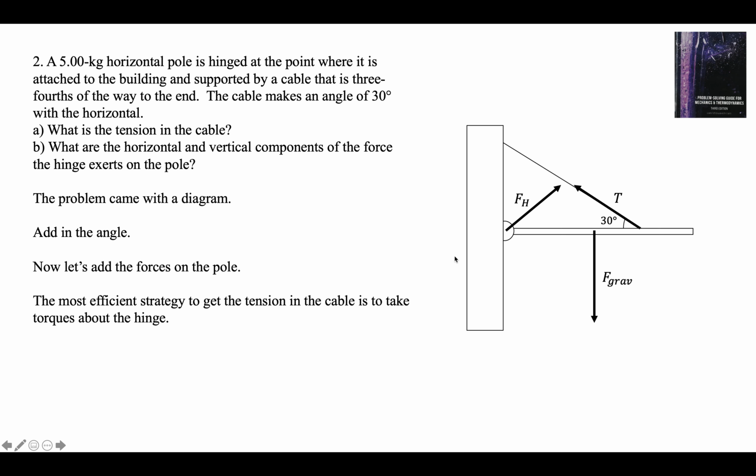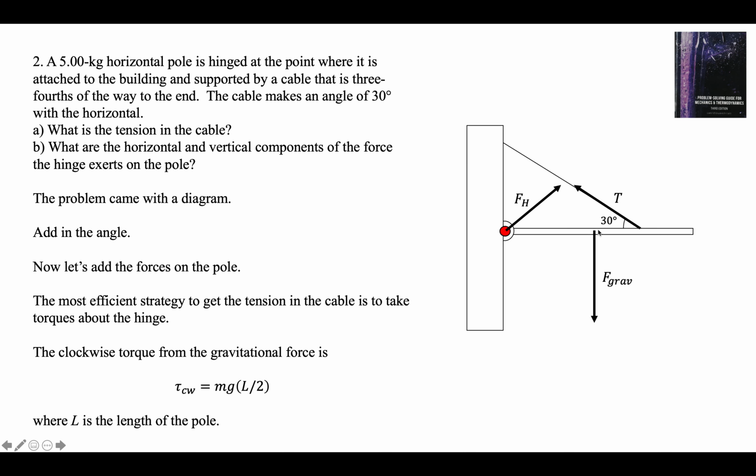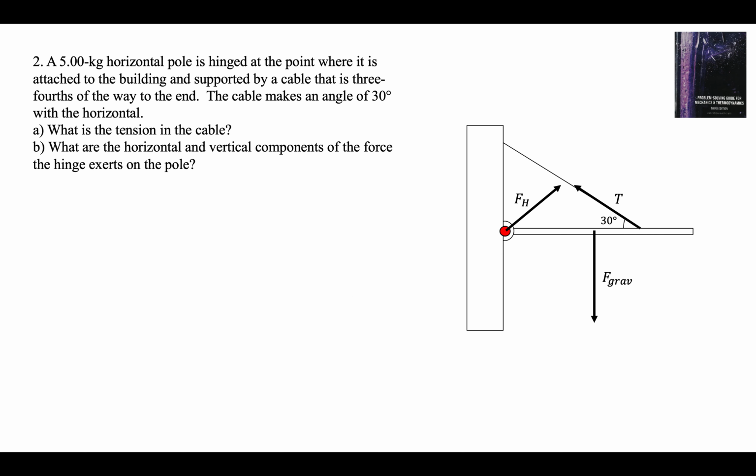The most efficient way to get the tension in the cable now is to take torques about the hinge. So let's put our axis of rotation right there. Gravity is clockwise. The tension exerts a counterclockwise torque about this point of rotation. The clockwise torque from gravity is the gravitational force, mg, times the perpendicular distance, which is L/2. It's already perpendicular. That's a right angle. All of gravity is rotating it. L is the length of the pole. We don't know what it is, but we know gravity's L/2 away.